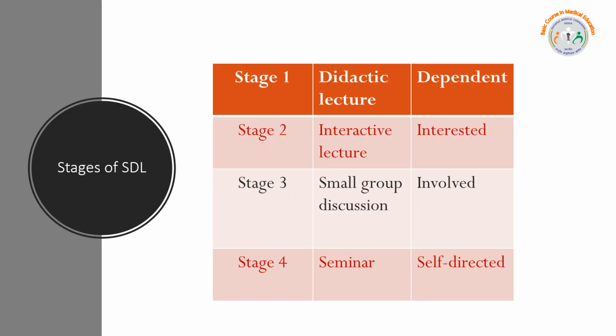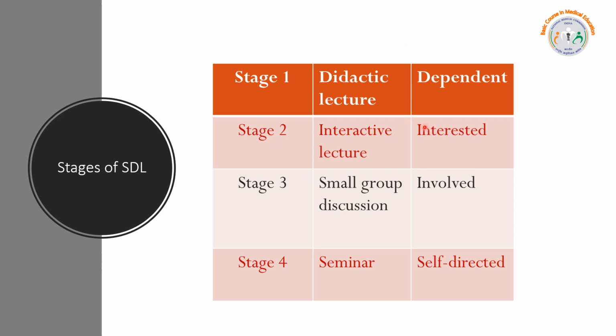Now what can be the mode of teaching in all these 4 stages? In stage 1, the dependent learner, the mode is the didactic lecture, and assessment can be formative assessment: summarizing and questioning to check understanding, asking students to reflect on learning, and giving feedback. Timely and constructive feedback should be given to the student, and success should be rewarded.